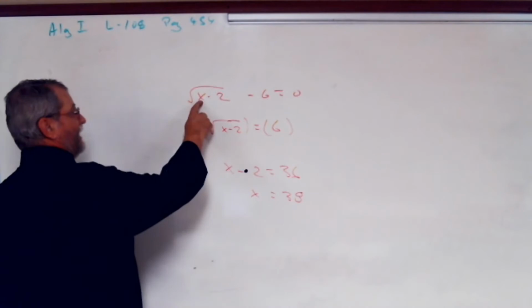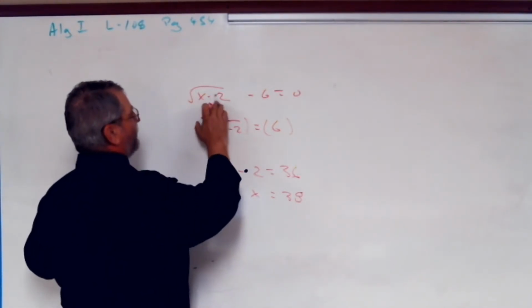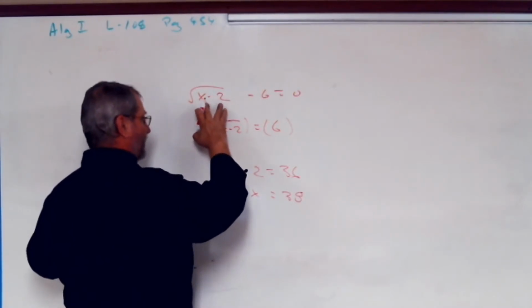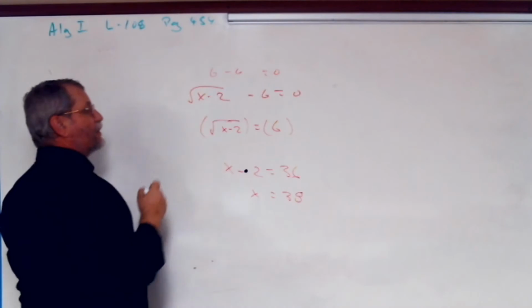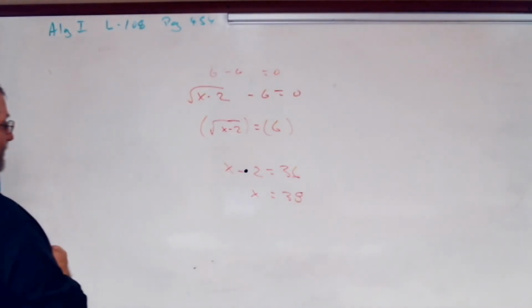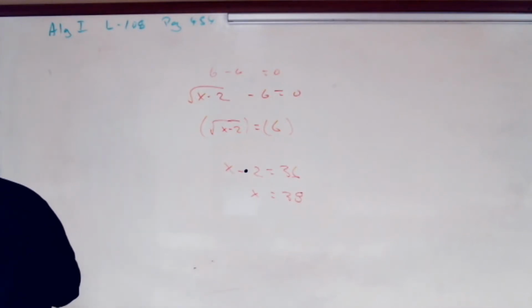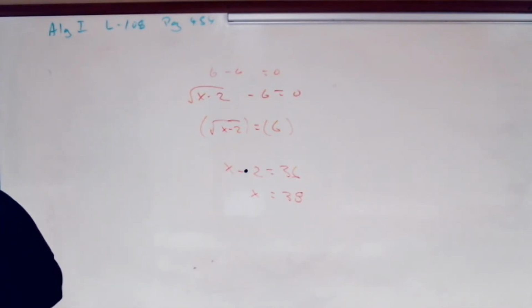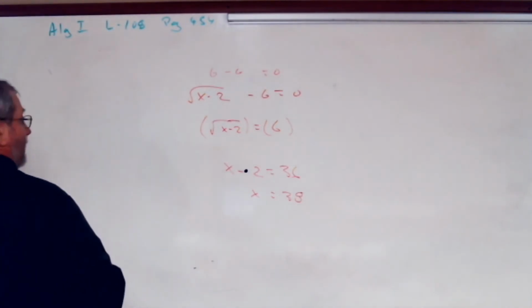You put 38 in here. 38 minus 2 is 36. The square root of 36 is 6. 6 minus 6 equals 0. It works fine. That's the answer. Okay? Please, just make sure that you actually check your answer. Let's look at one more example.